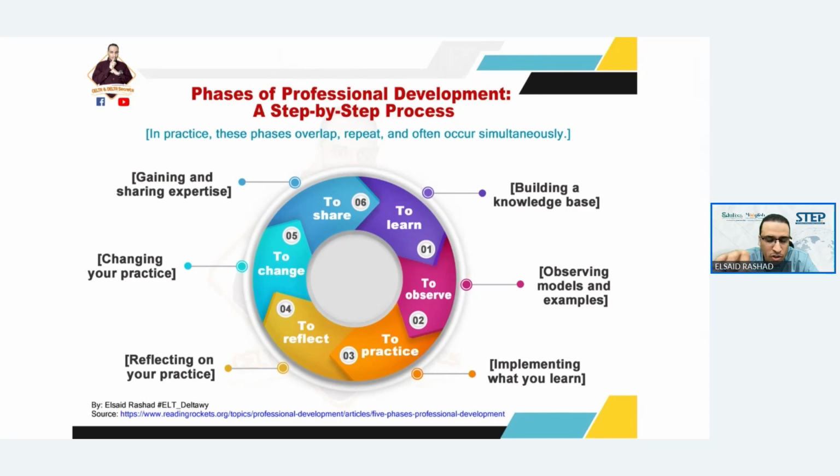So this is a quick poster adapted from this source, Reading Rockets. They had five phases, and I added one more phase. You can try to find it. All right. So these are the phases, and now we're going to dive deeper. We're going to explore each phase with an activity. Are you guys ready? Please type ready in the chat if you're ready to explore each phase with a quick activity.